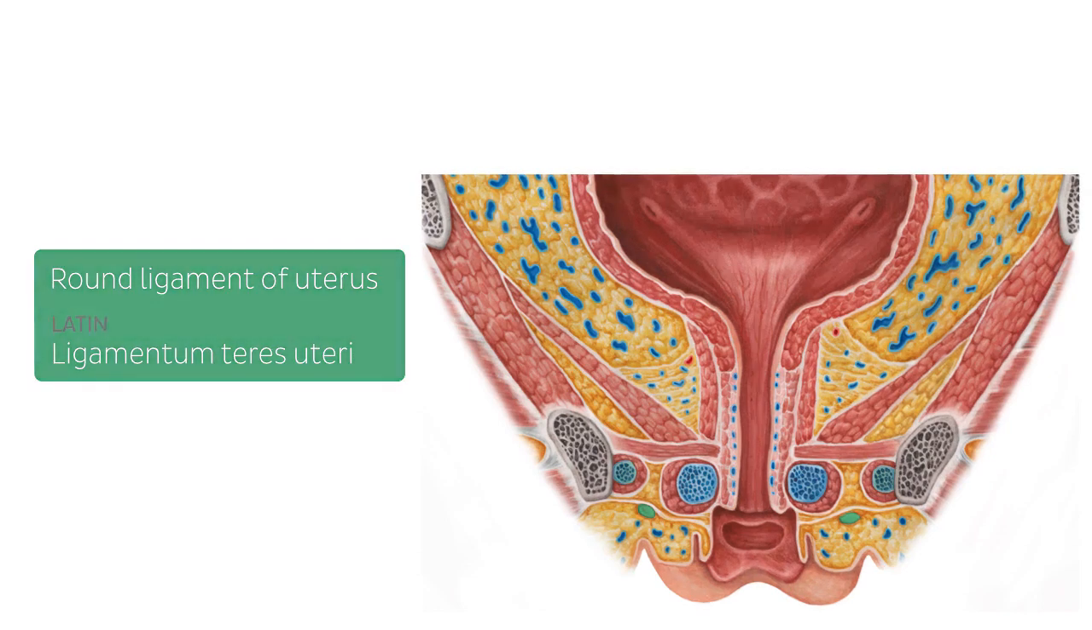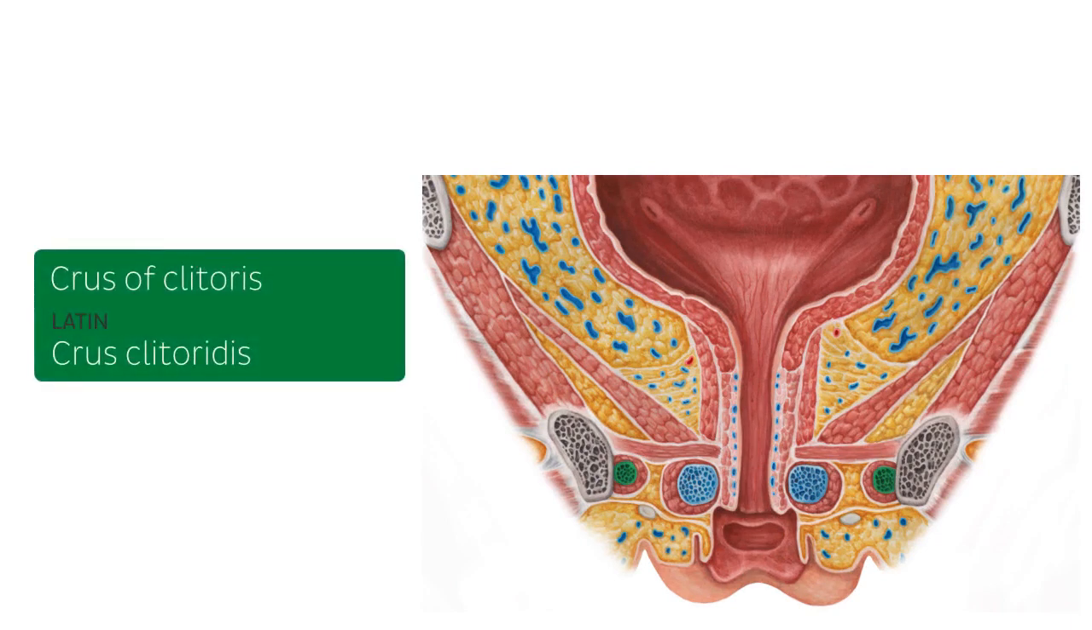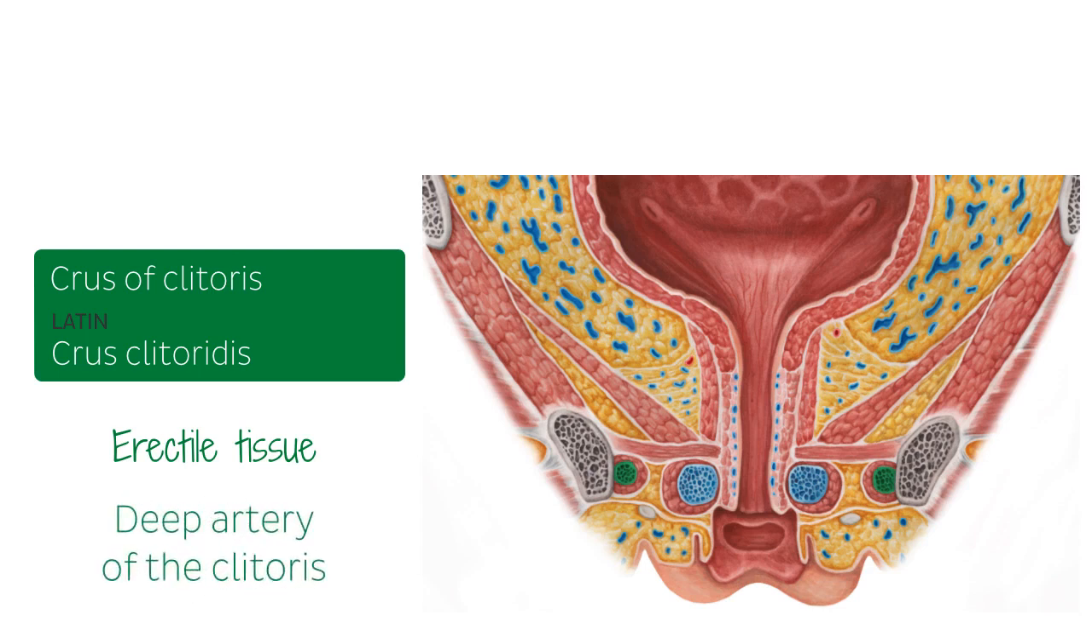The next structure we're going to be highlighting here is known as the crus of the clitoris. This is erectile tissue attached to the inferior pubic ramus, and this bilaterally located tissue converges to form the clitoral body. The crus of the clitoris is supplied by the deep artery of the clitoris and contains the ischiocavernosus muscle.